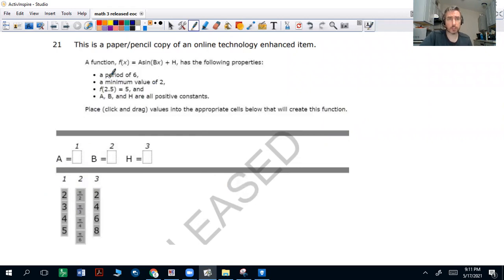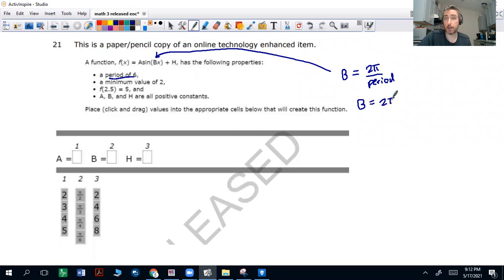But what I want to do first is let's talk about the period. One formula that you probably should be familiar with is for period. To get that b value, you're going to do 2 pi. One rotation around is 2 pi. So 2 pi divided by your period. So if you know your period is 6, then that b value is going to be 2 pi over 6. 2 out of 6 is 1/3. So it's going to be pi over 3. So I can get that part.